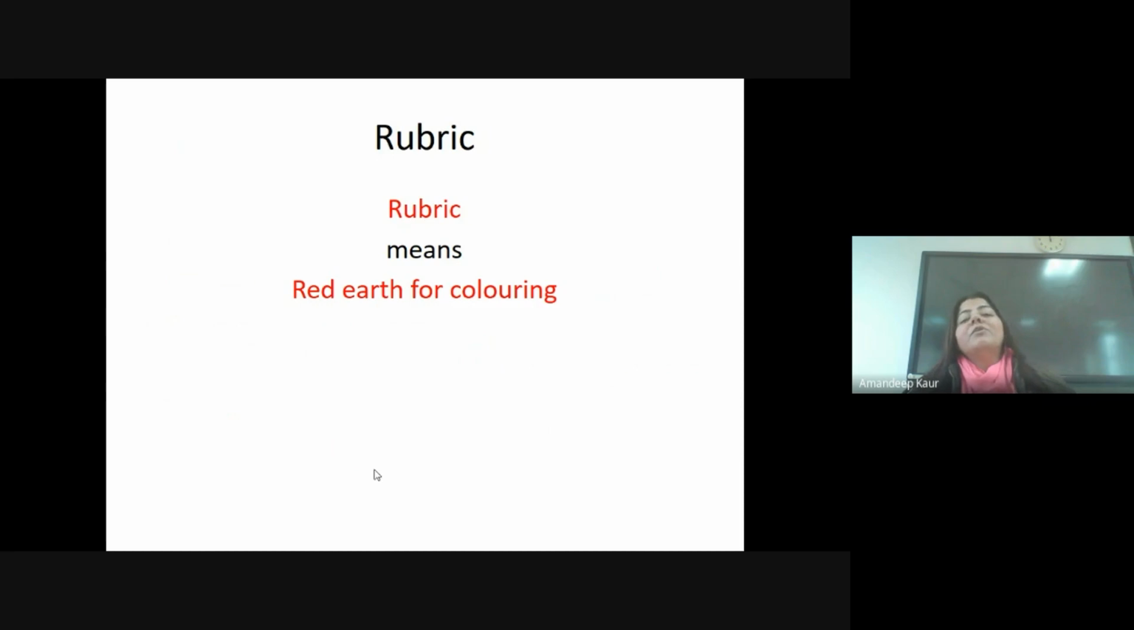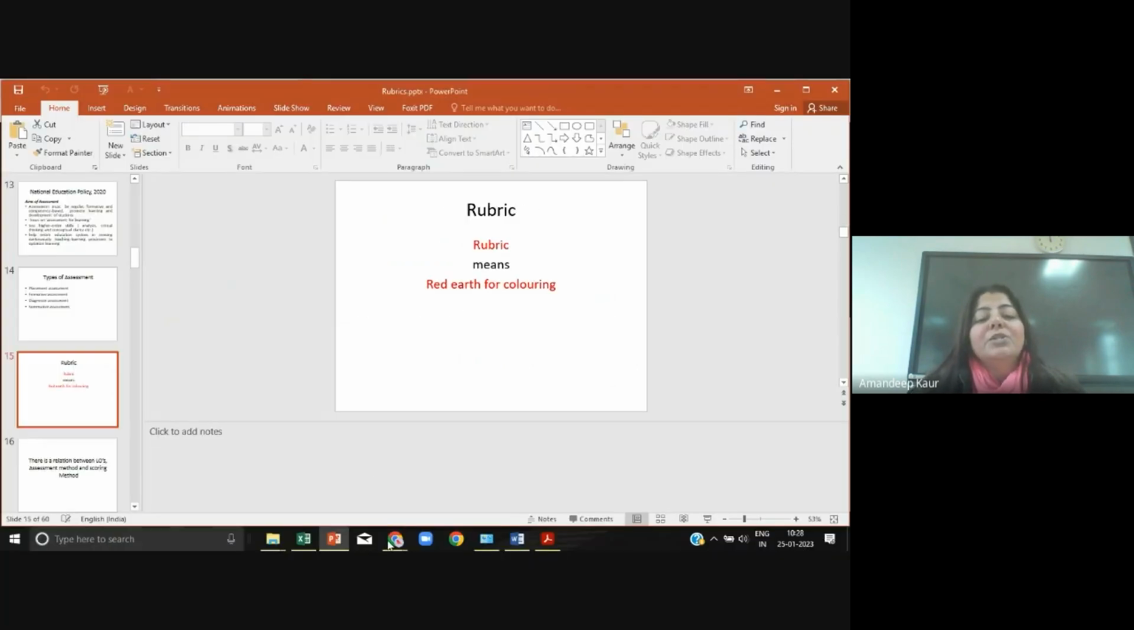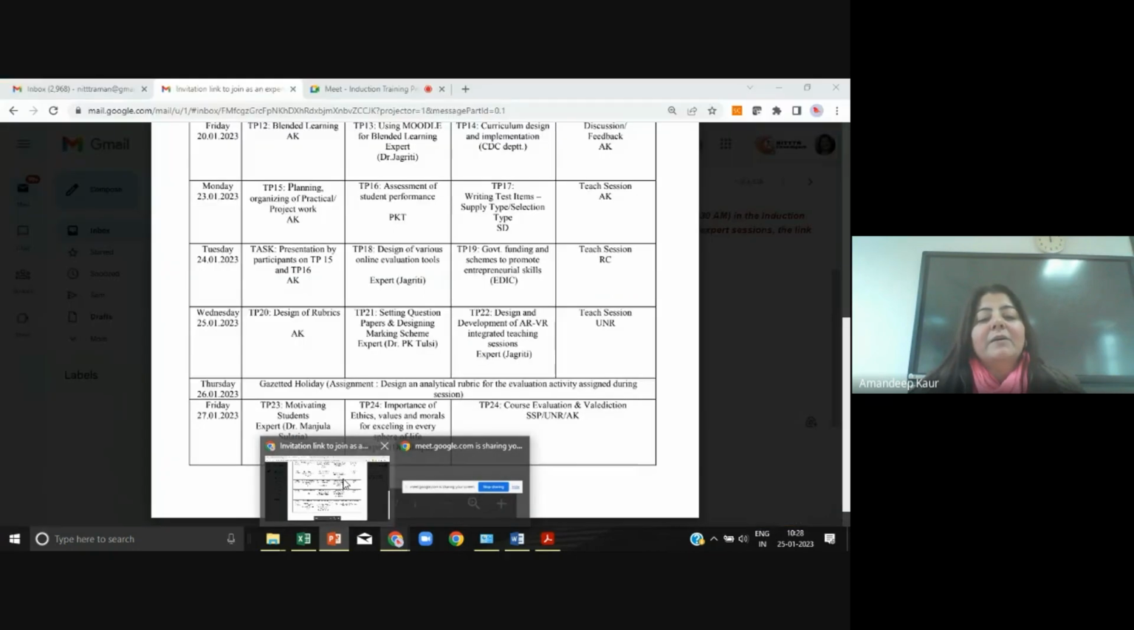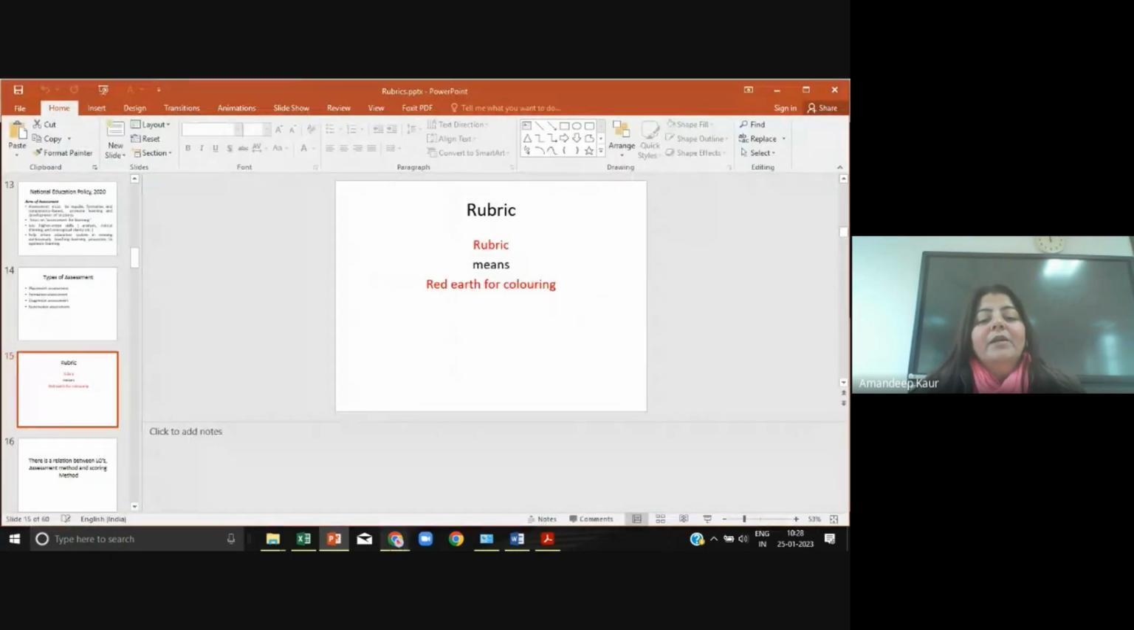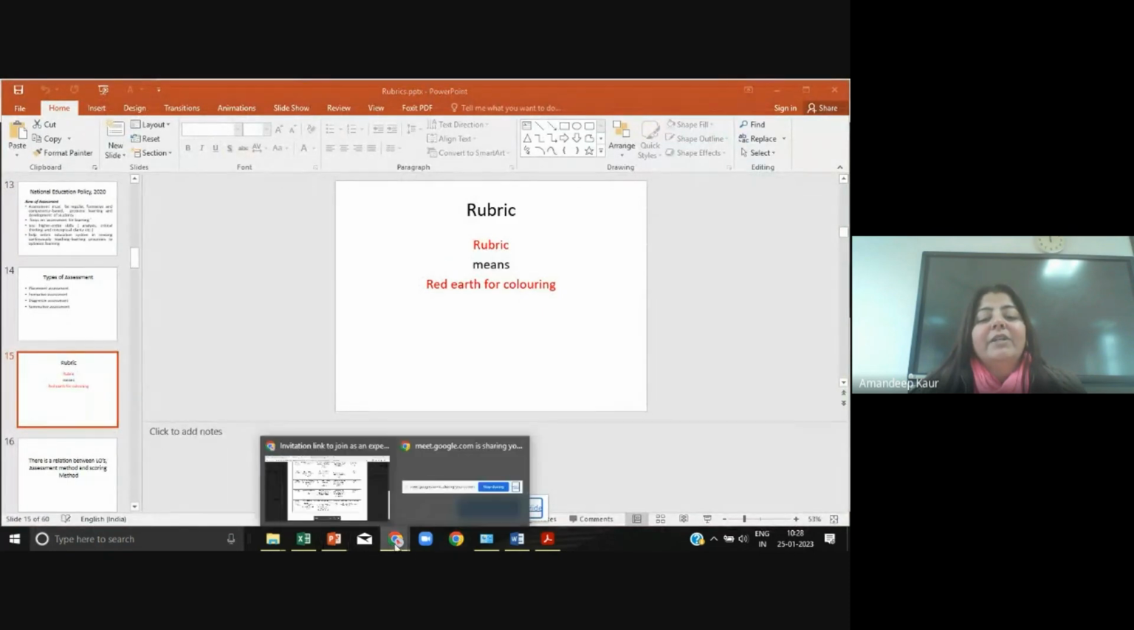So now come to our topic of discussion, that is rubric. What do we mean by rubric? Rubric means the red earth for coloring. Before I start my discussion on this topic, is any faculty using rubric at present? Yes, any faculty member who is using rubric sheets at institute level?